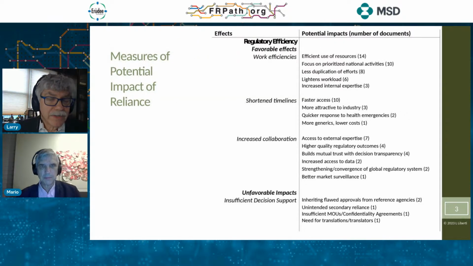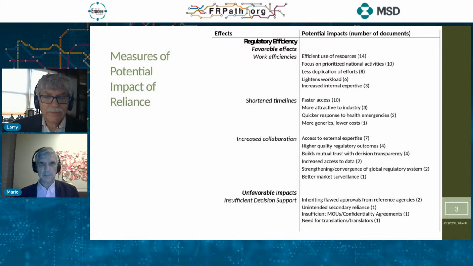From our preliminary research, which was based largely on analysis of publications and work that many have published, you've seen white papers in this area, we came up with the concepts that there are favorable effects and unfavorable effects. And with regard to the favorable effects, we could categorize them in terms of how they improve work efficiency, how they shorten timelines, how they can increase collaboration.